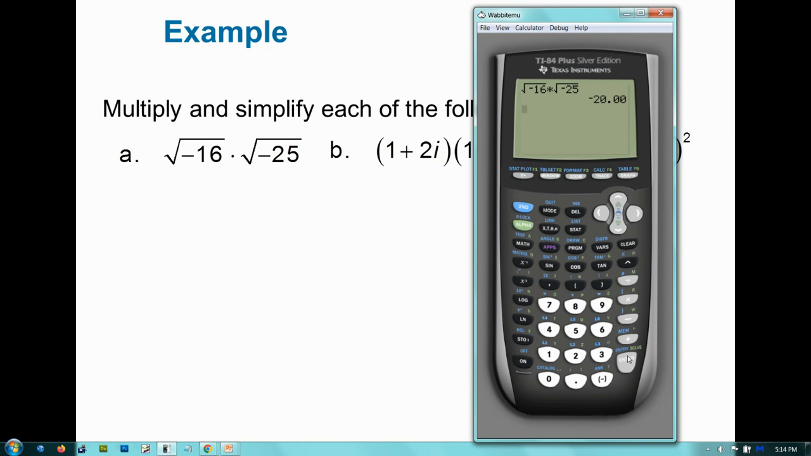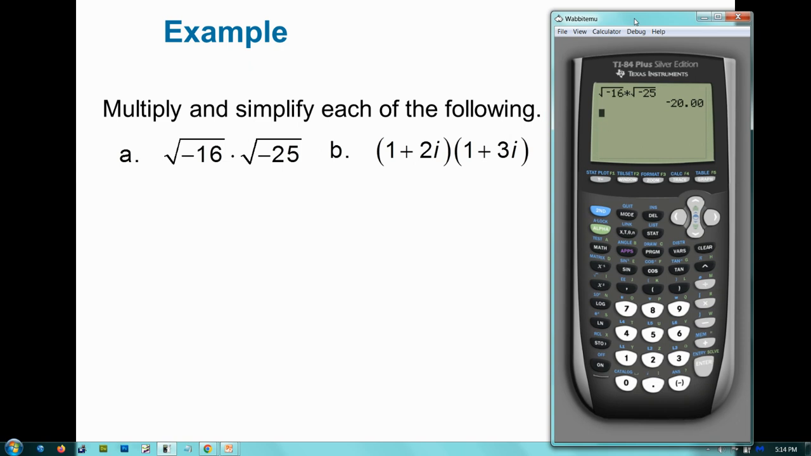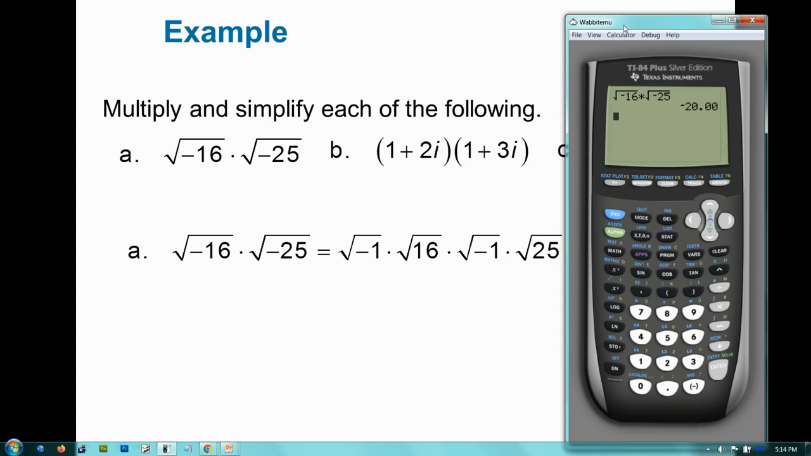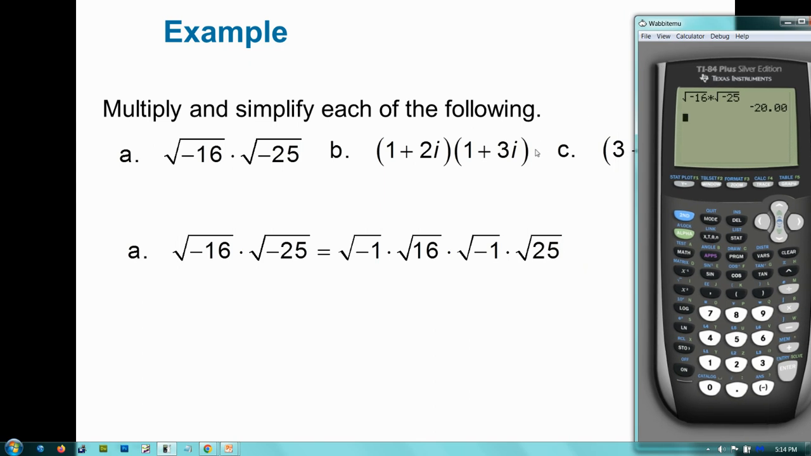Well, what he's telling me here is the answer is negative 20. Now let's just see how this plays. This is what my calculator is telling me. Let's see how this plays out. All right. So yeah, I get this here.